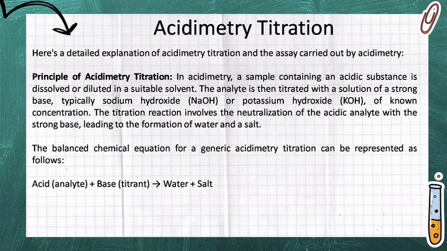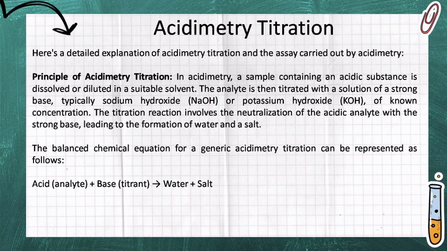Here's a detailed explanation of acidimetry titration and the assay carried out by acidimetry. Principle of acidimetry titration. In acidimetry, a sample containing an acidic substance is dissolved or diluted in a suitable solvent. The analyte is then titrated with a solution of a strong base, typically sodium hydroxide, NaOH, or potassium hydroxide, KOH, of known concentration. The titration reaction involves the neutralization of the acidic analyte with the strong base, leading to the formation of water and a salt.